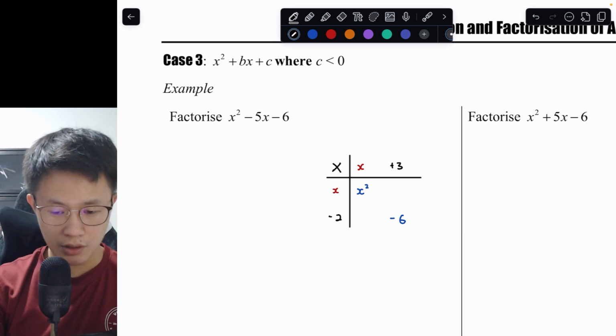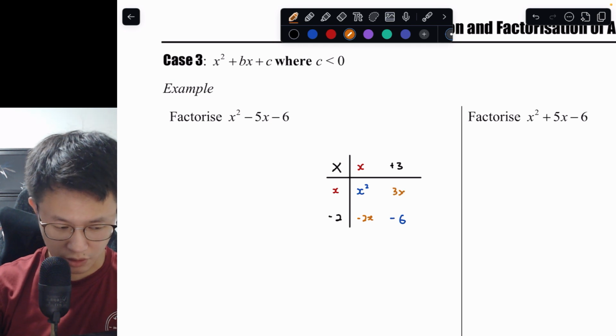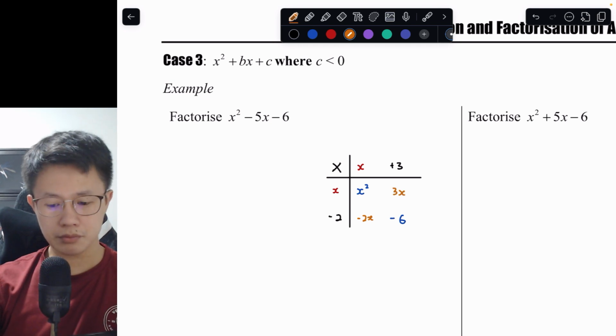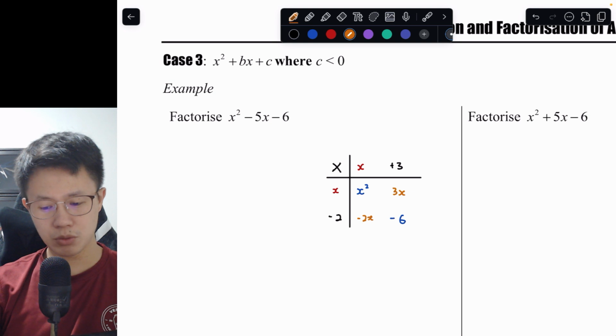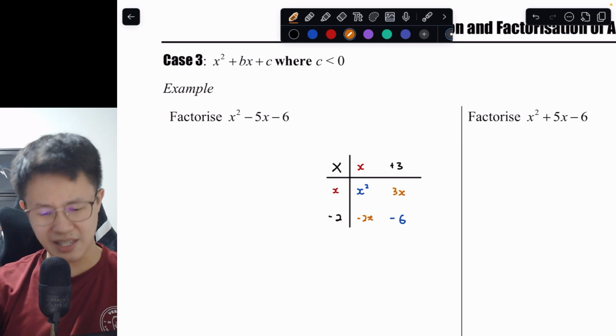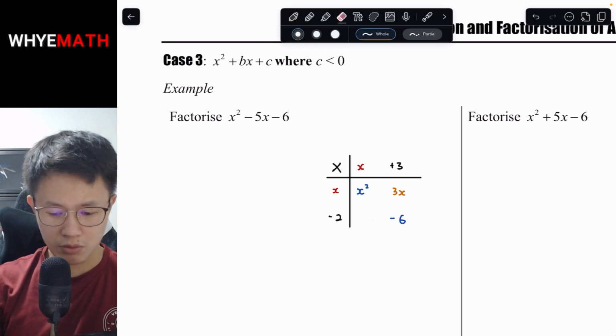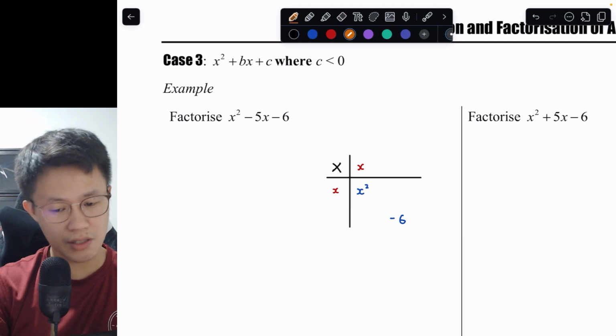Now from here, let's try negative 2x, and in this case, this will be positive 3x. You try to add that up: negative 2x plus 3x, and you're like, oh, that gives me x, and that does not give me negative 5x. So this is where we need to try and think differently. Consider other factors over here.